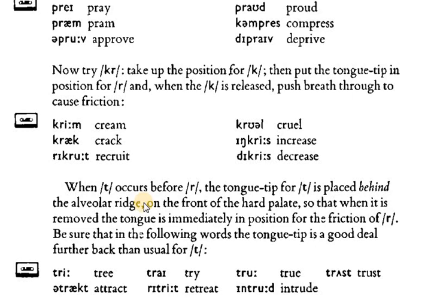Be sure in the following words the tongue tip is a good deal further back than usual for T. The tongue will be, when I produce T followed by R, the tongue tip somewhat far back inside the mouth so that it is ready to produce the sound R. So: tree, try, true, trust, attract, retreat, and intrude.